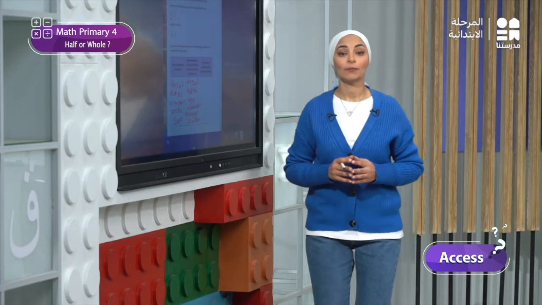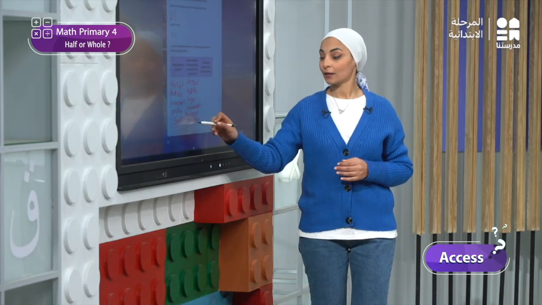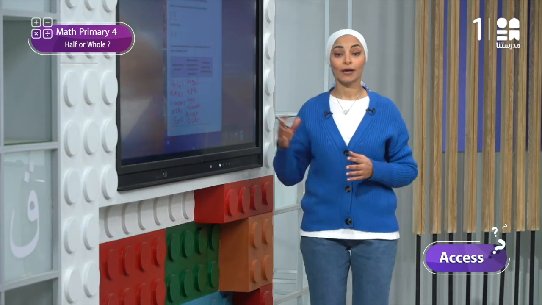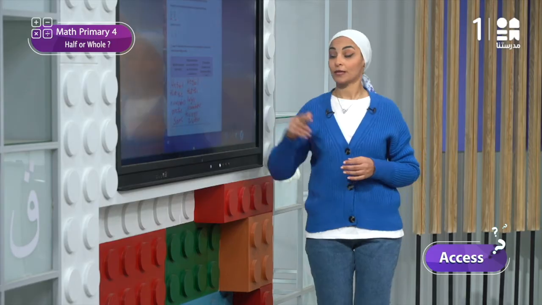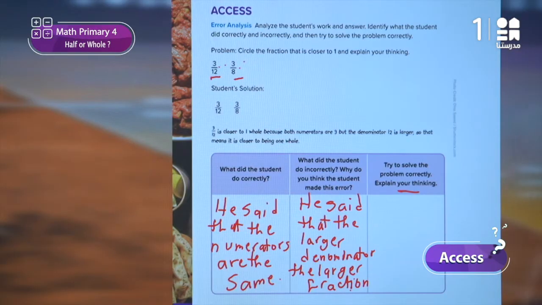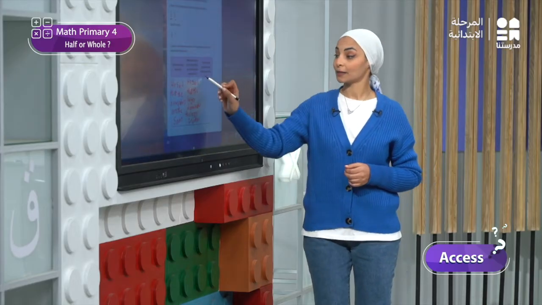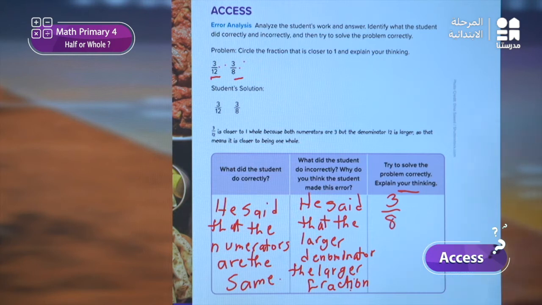In the second column, as you see, we will write the incorrect answer which the student made. Let's solve it in the third one. In the third column, we will write the answer. 3/8 is the larger fraction, right? So we write here 3/8 is the larger fraction. That means 3/8 is closer to 1. I will write 3/8 is closer to 1 because it is the larger fraction.